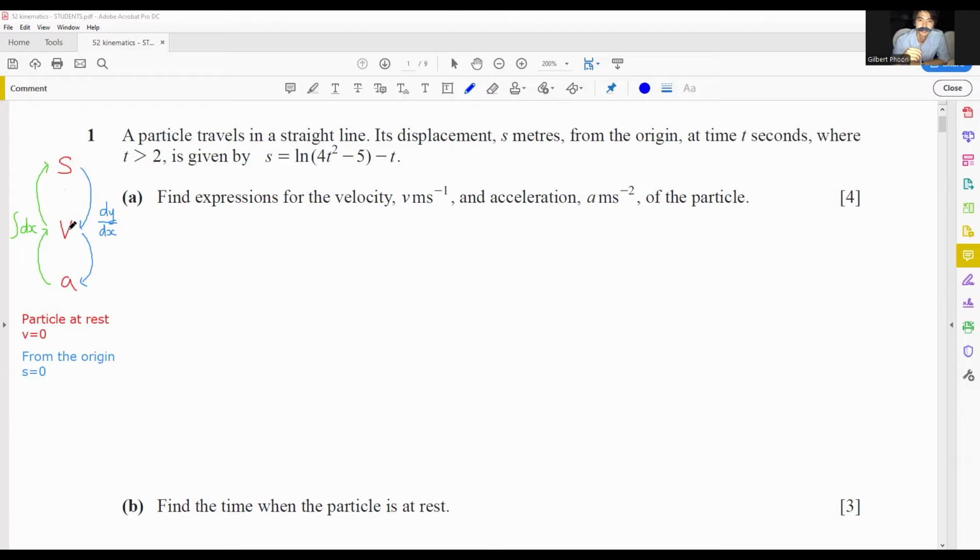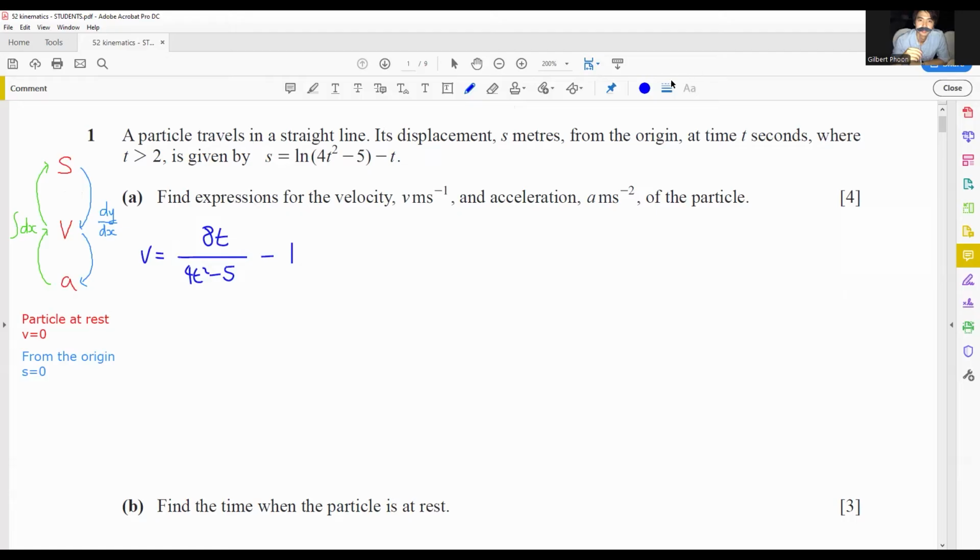To find velocity, first we have to differentiate this. Differentiating the ln equation, you differentiate whatever is inside to get 8t, over a copy of the whole function, 4t² − 5, and differentiate the −t to give you 1. Okay, this will be your velocity formula.